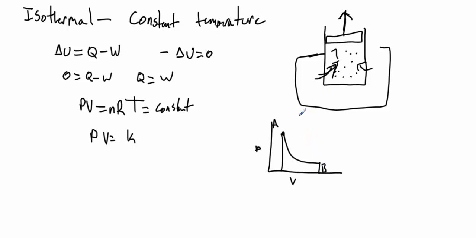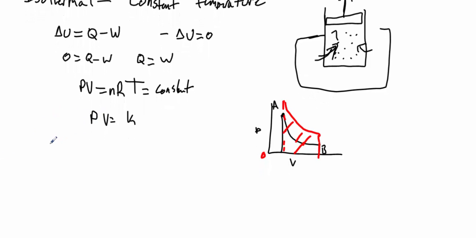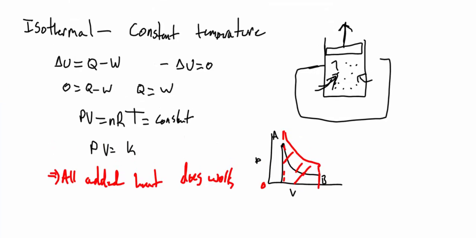Now, this whole thing could have been done at a higher temperature, and if it had been done at a higher temperature, this curve would look exactly the same, except it would be shifted up. So if we want to get the same amount of expansion at a higher temperature, then the work done would be more, and the energy change, the heat added, would be more. So there we have an isothermal, constant temperature expansion that does work. In this thing, all the added heat does work. That's all that means. So that is an isothermal expansion.